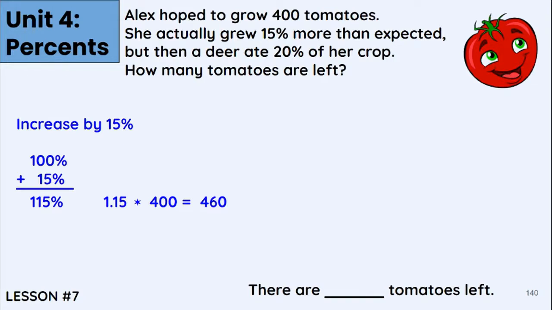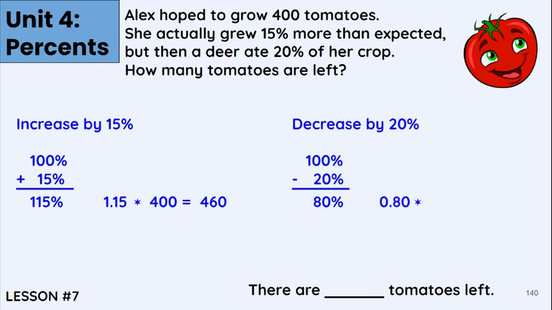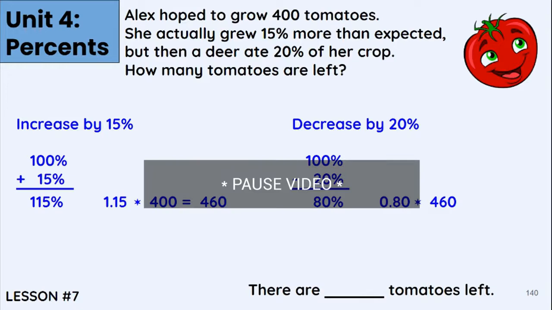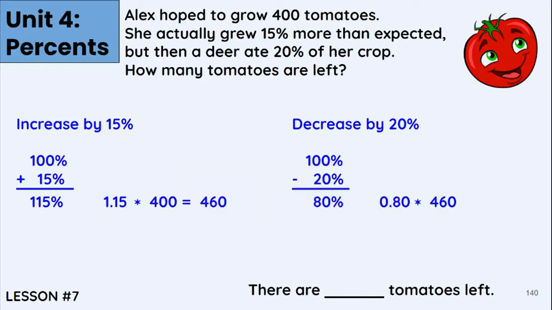So since the deer ate 20%, let's decrease by 20%. So I want to do 100% minus 20%. That means that there's only 80% of her crop left. So go ahead and do 0.80 times 460 and see how many tomatoes are left. All right, the answer should be 368 tomatoes. There are 368 tomatoes left.